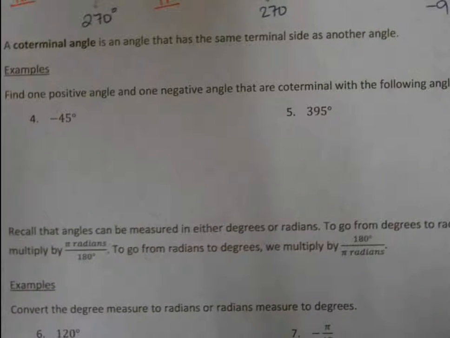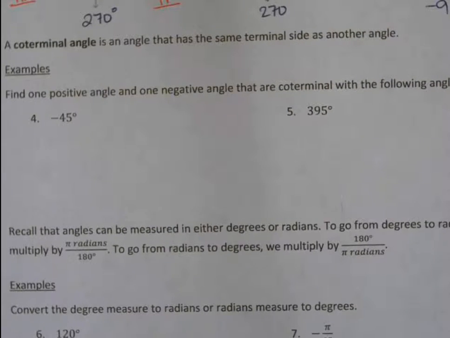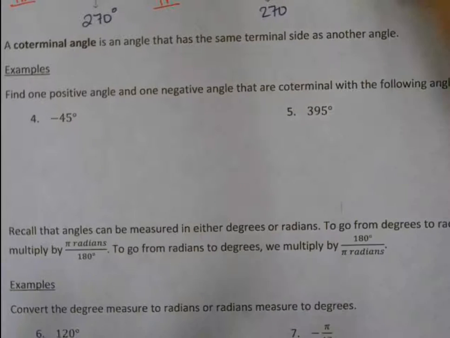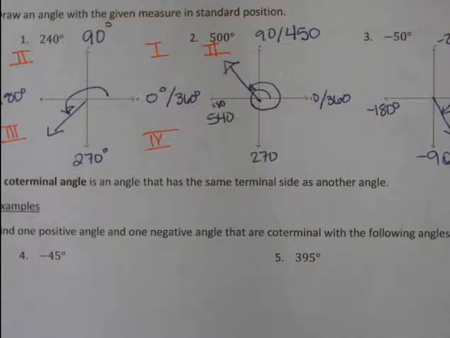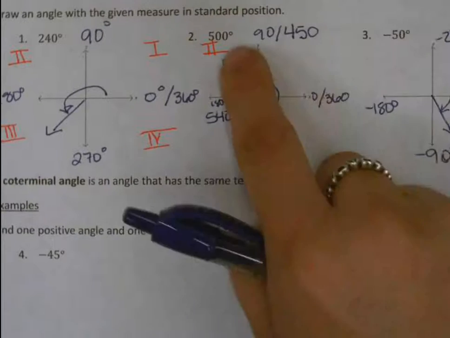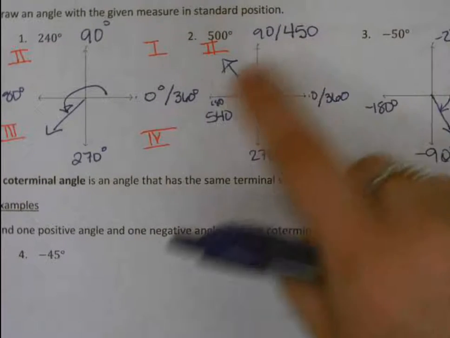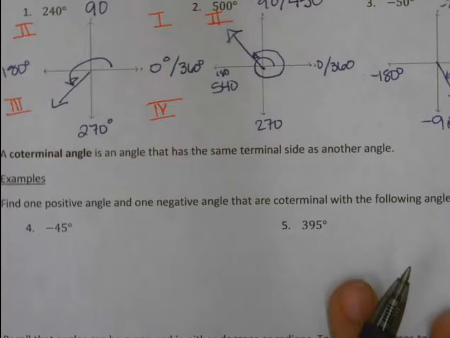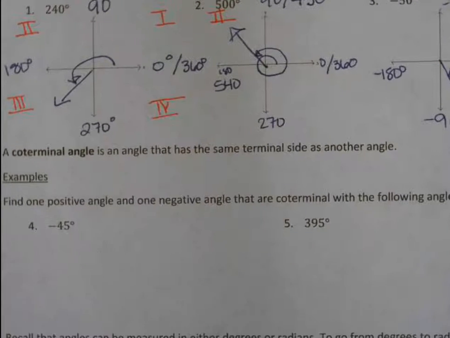Okay, so the next thing is coterminal. I kind of hit on this when I was graphing the 500 degrees. When I had to go over more than once, I had to go back around and add 360 to each of my numbers. So notice for the 3 I did label, the two numbers are different by 360 degrees. Okay? So for number 4, it wants me to find a positive and a negative angle that match up.